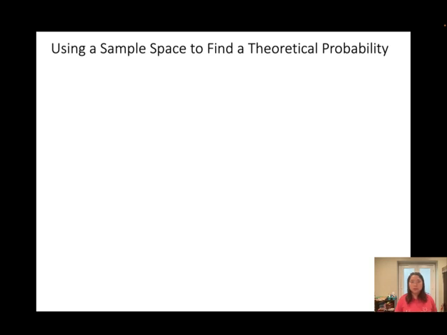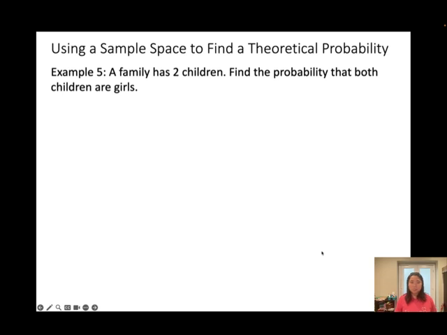Okay, using a sample space to find a theoretical probability. Example, a family has 2 children. Find the probability that both children are girls. So first, we're going to let event A, okay? I would say event A represents both are girls. So this is what we're looking for.